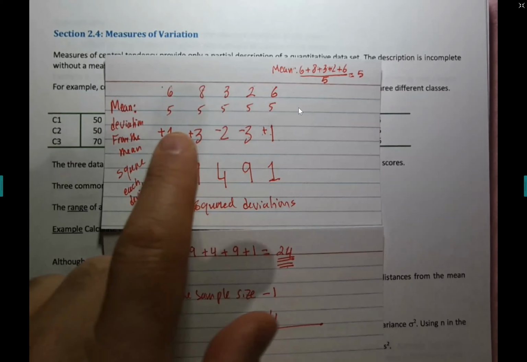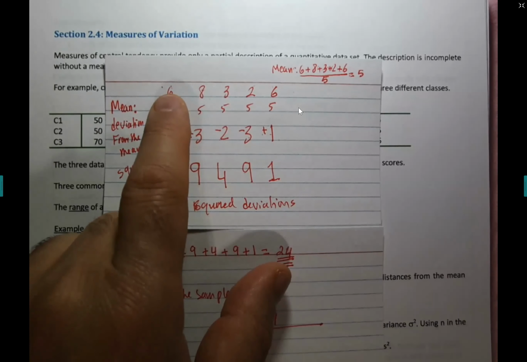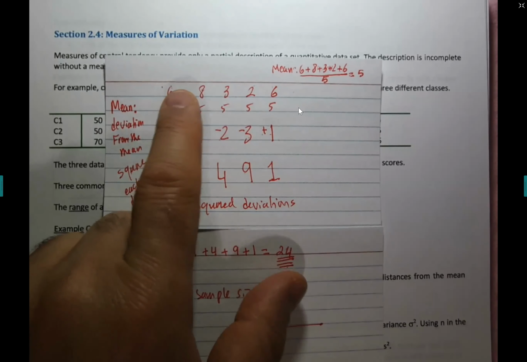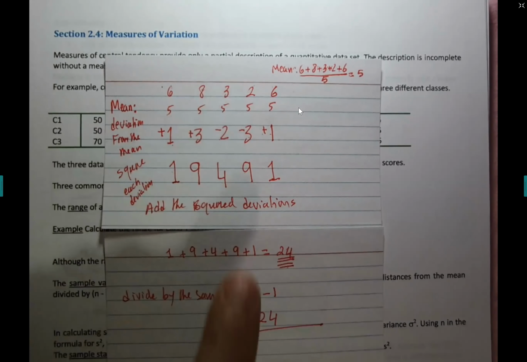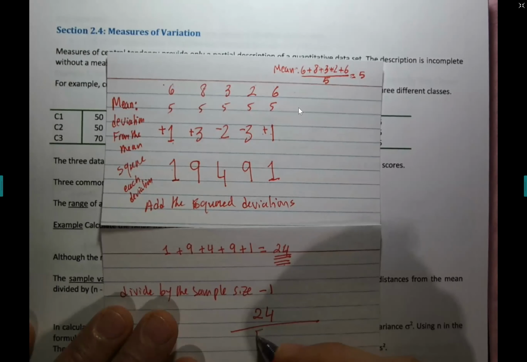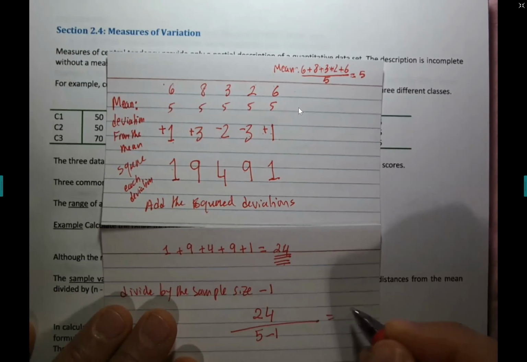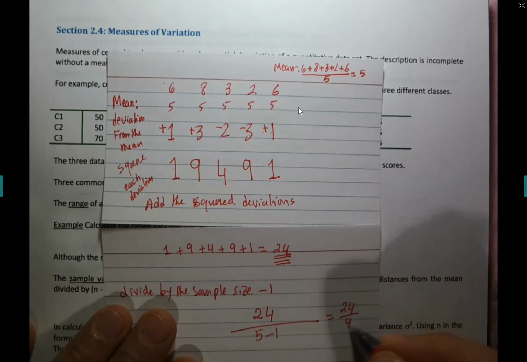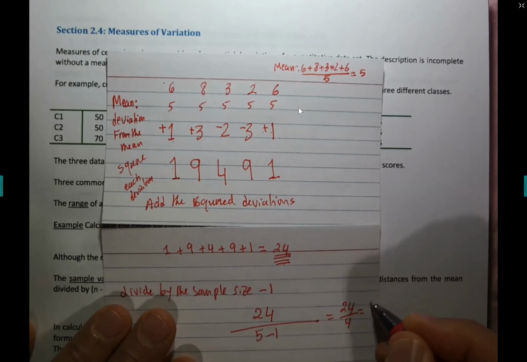Now, how many data values do we have in the sample, guys? Can you count them for me? 1, 2, 3, 4, 5. Okay, for the standard deviation, we have to divide by the sample size minus 1. So it's going to be 5 minus 1, which is 4. So what's the 24 divided by 4, guys? 6.